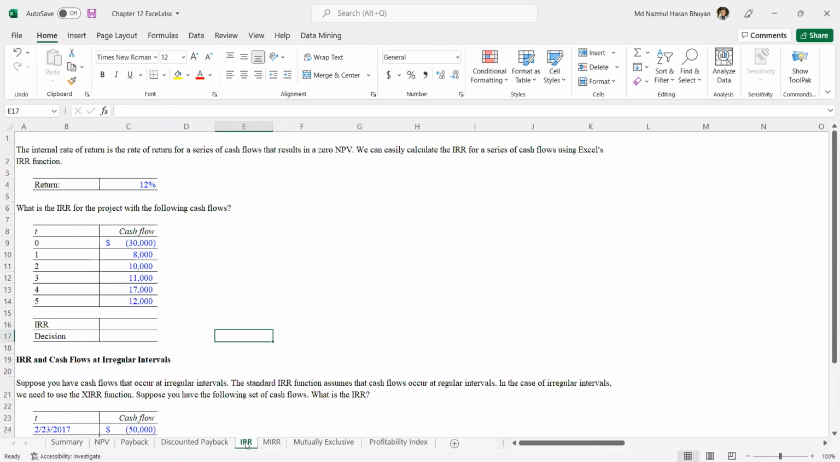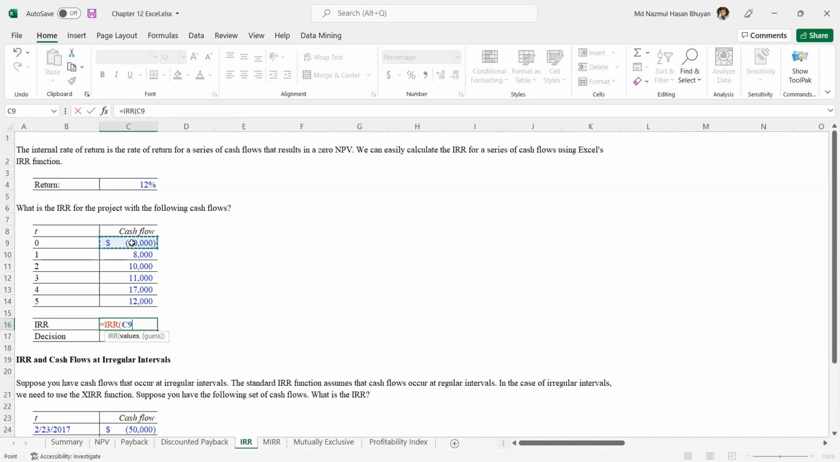Now IRR. So here we have the cash flows and we have the time period over which we are expected to receive these cash flows. Now to get IRR, apply the IRR formula in Excel and then select all the cash flows from the very first year to the very last year. So here your IRR is 24.01%. So this is the expected return from your particular project.